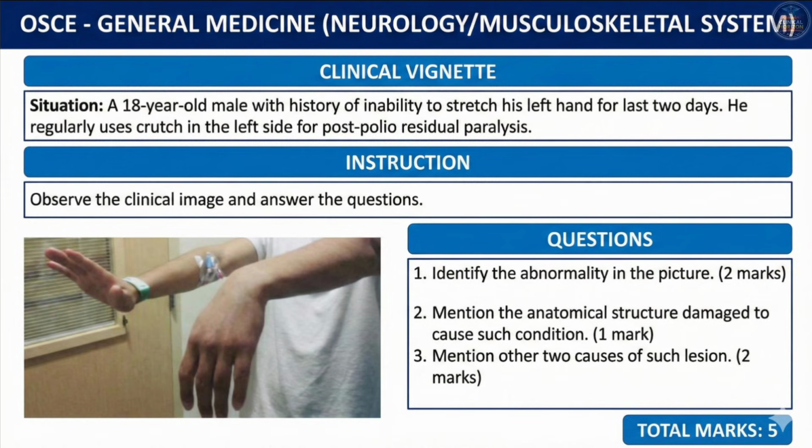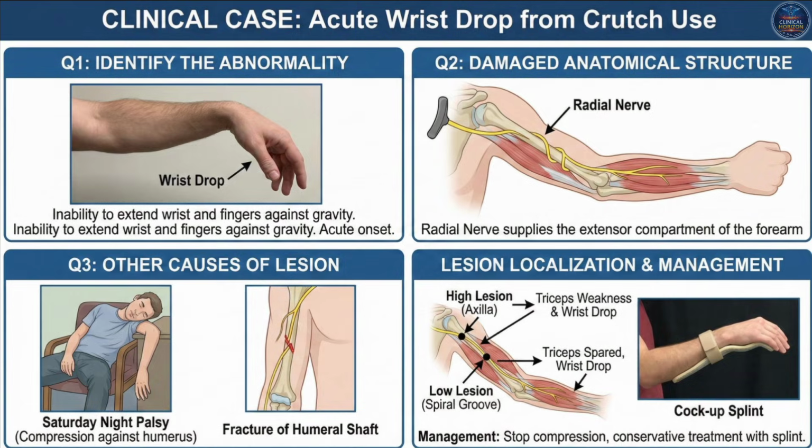We have an acute loss of wrist extension in a patient who applies chronic pressure to his axilla with a crutch. This is the summary of this case. Now identify the abnormality in the picture. Use the correct descriptive clinical term for this physical sign. The answer to write: wrist drop.